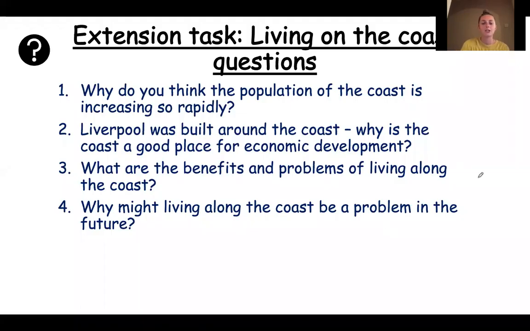And then there are some extension tasks. You don't have to do these questions, but they're just some questions for you to think about. They relate to population and the problems and benefits of living along the coast. Why do people live along the coastline? Why is the population of the coast increasing so rapidly? Think about somewhere local to us. Liverpool was built around the coast. It's got a massive major port, and the city was built around the coast. Why is that a good place for economic development? And then there are some questions on benefits and problems of living along the coast as well.